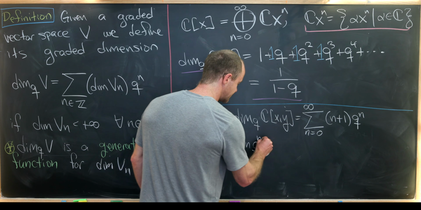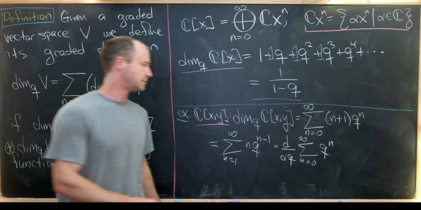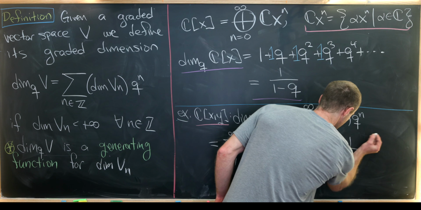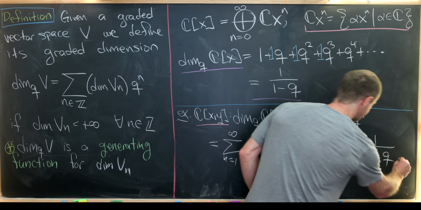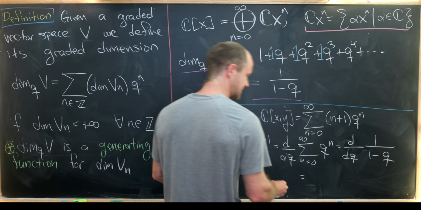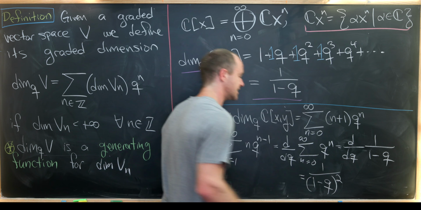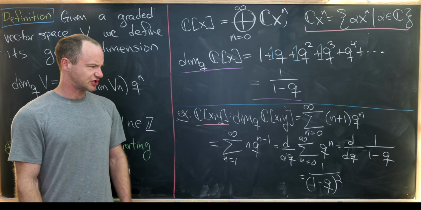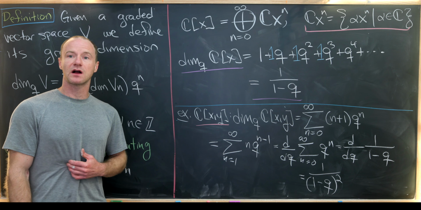But that looks exactly like the derivative with respect to q of the sum as n goes from 0 to infinity of q to the n, just using the power rule. But that's going to give us the derivative with respect to q of 1 over 1 minus q, using the geometric series trick. In the end, that's going to give us 1 over (1 minus q) quantity squared. And again, that's just using standard derivative rules. Okay, so now we're going to look at a couple more examples.